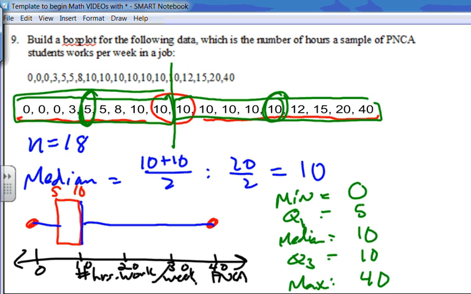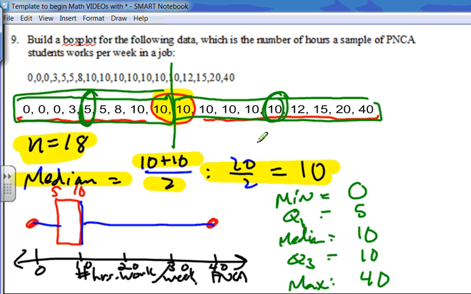In this problem, there are 18 values, so that means the median will be in the middle, which will be the average of the 9th and 10th. Therefore, the median is the average of those two values, which means the median is 10.